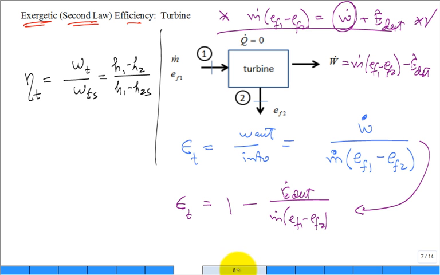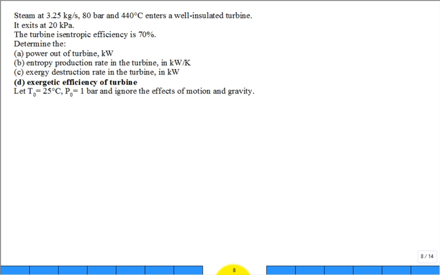Let's press forward. Go back to the same problem we just did, and now, even though the isentropic efficiency is 70%, they ask for part D to calculate the exergetic efficiency of the turbine. How would you calculate it? Yes, it will be close to 70%, but it won't be exactly the same number because it's a different definition. How would you calculate it for this problem?